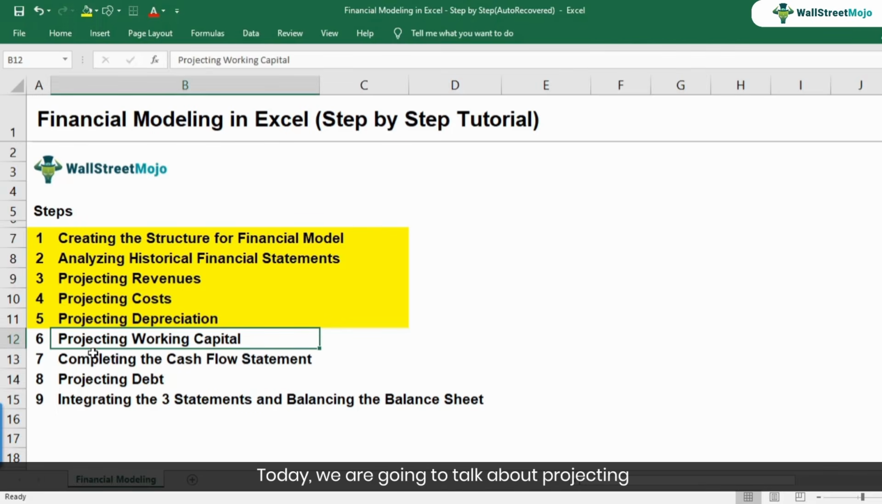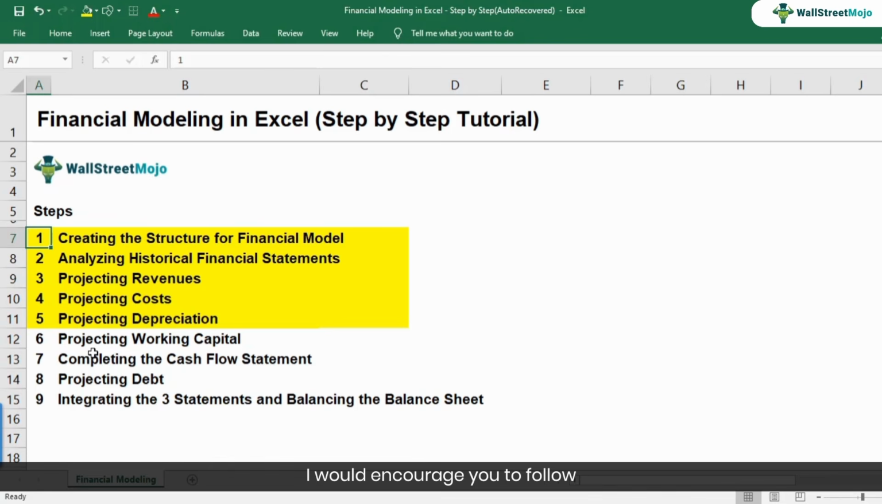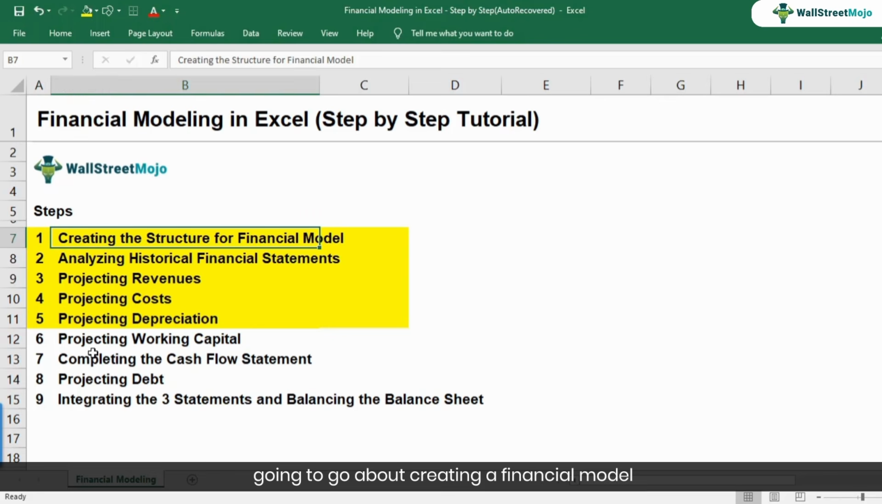Today we are going to talk about projecting the working capital. So if you have directly come to this video tutorial, I would encourage you to follow these steps in this sequence. We already discussed how we are going to go about creating a financial model in step number 1, and we discussed the structure.